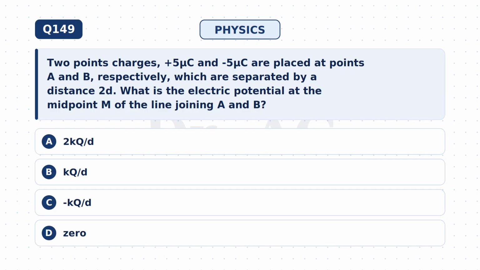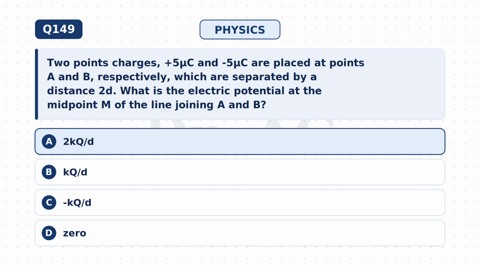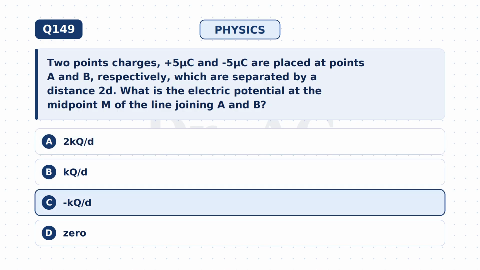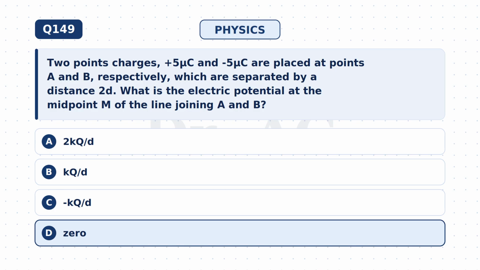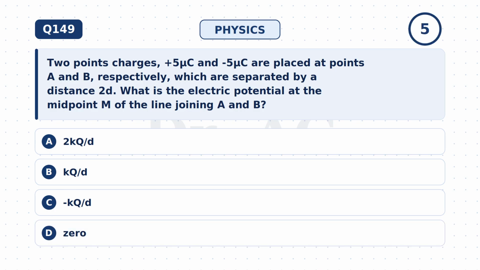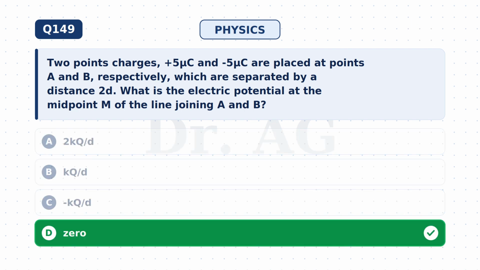Question 149. 2 point charges, plus 5 micro C and minus 5 micro C, are placed at points A and B, respectively, which are separated by a distance D. What is the electric potential at the midpoint M of the line joining A and B? Option A, 2 kq over D. Option B, kq over D. Option C, minus kq over D. Option D, 0. The correct answer is D, 0.